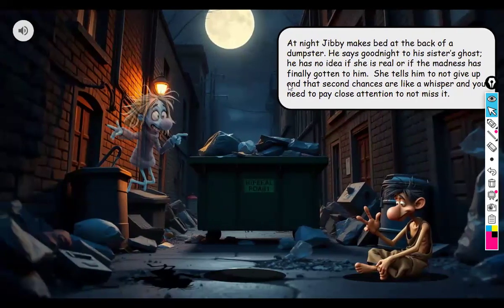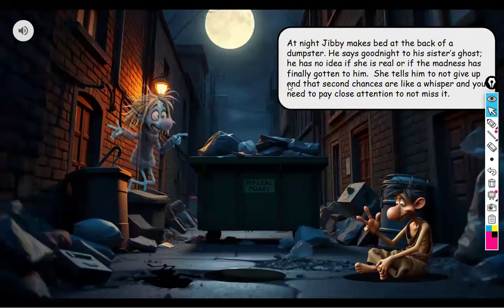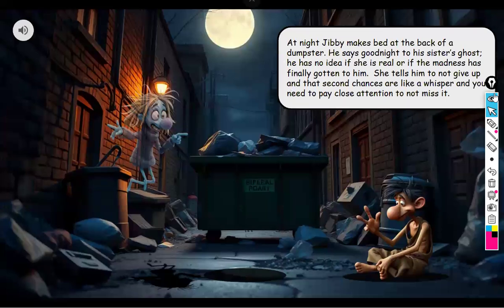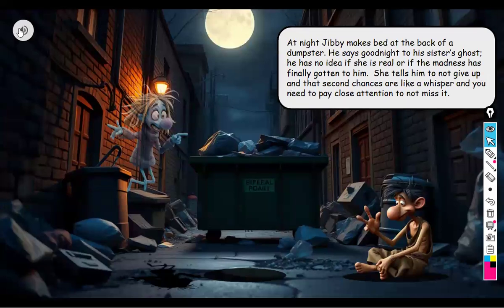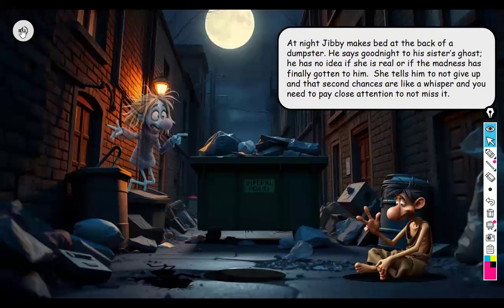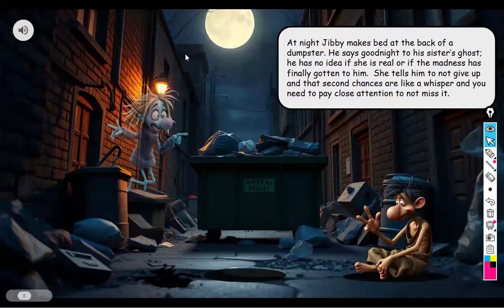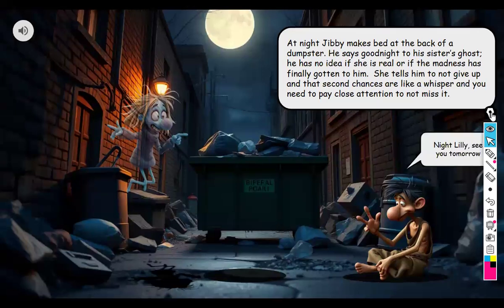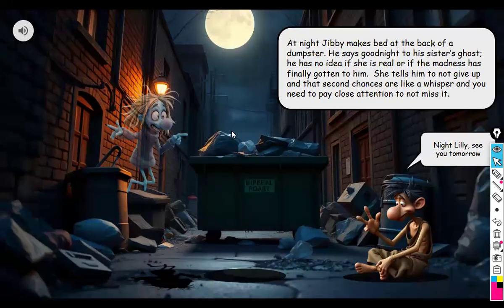Right now, unfortunately, Jibby is currently homeless because of all his hard life circumstances, right? But y'all can give the story a read. So the premise is that his sister usually appears to him as a ghost to give him advice and keep him company. Sister's name is Lily, and we'll see how this story goes.